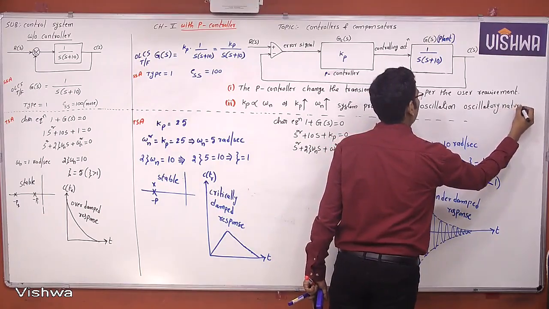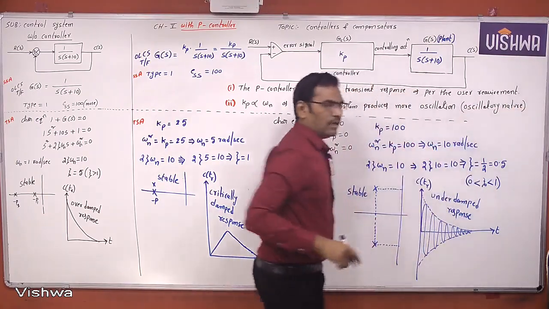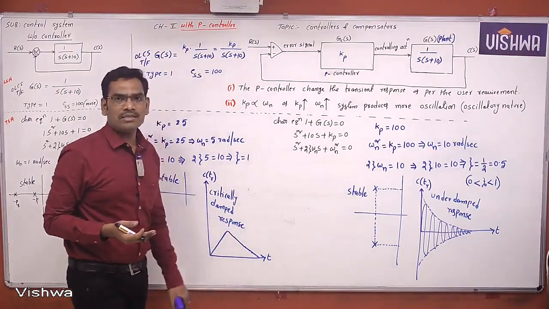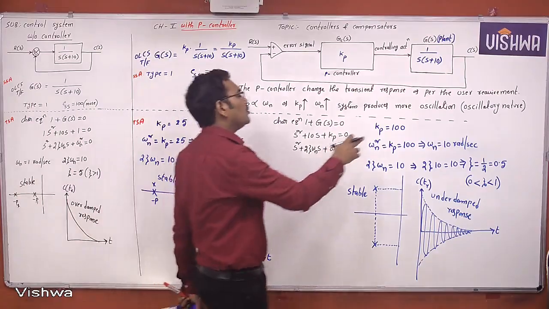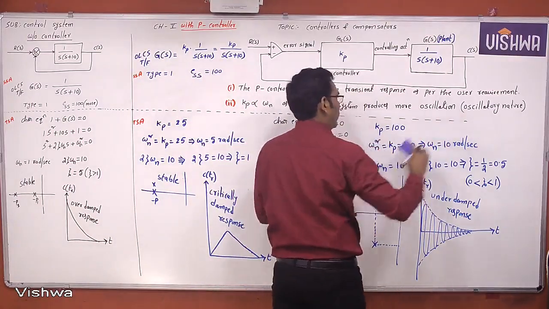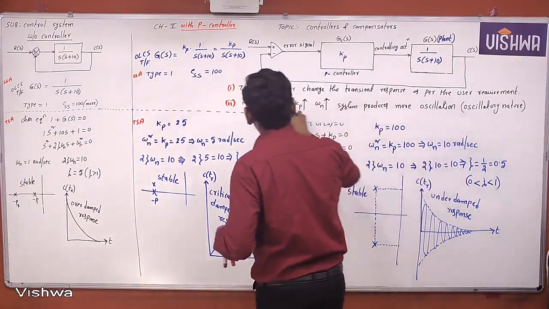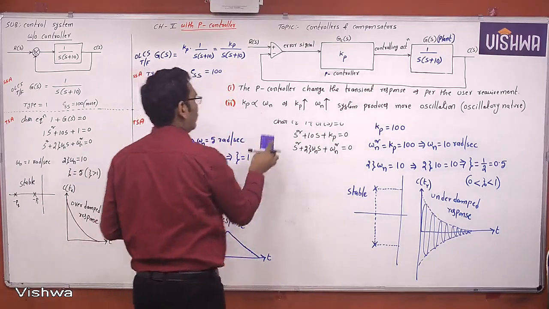Oscillatory nature is not good for the system. It will continuously generate the oscillations, which means it is less stable. Okay. So it continuously generates the oscillation, means less stable. Okay. And I will clarify this particular point also. Okay. Now see here.